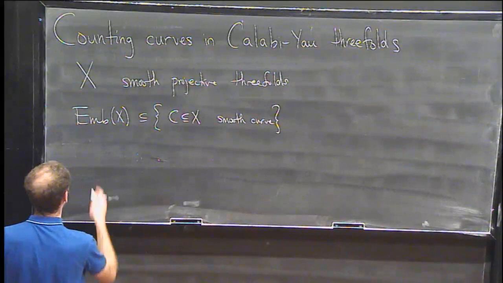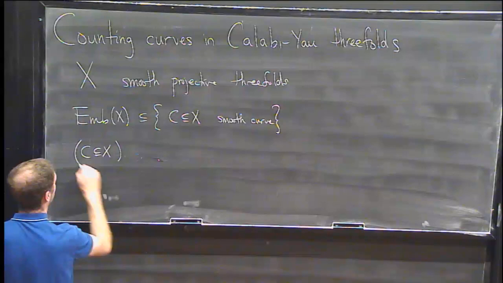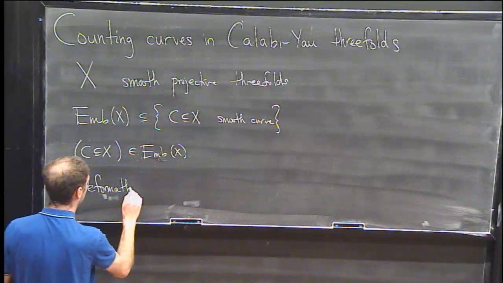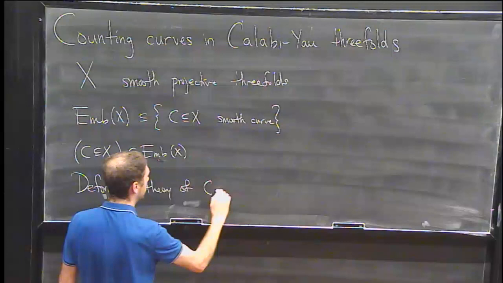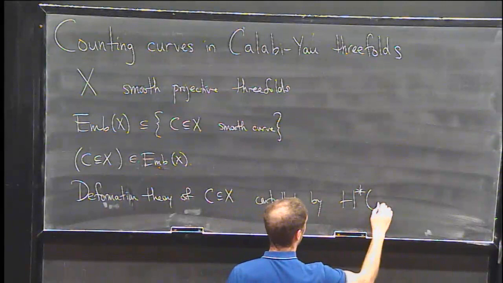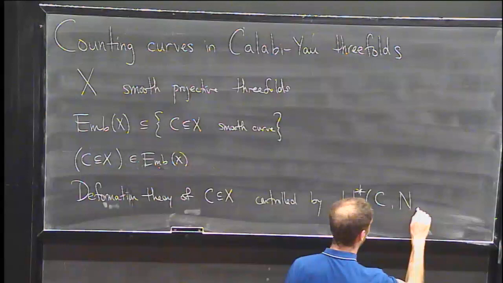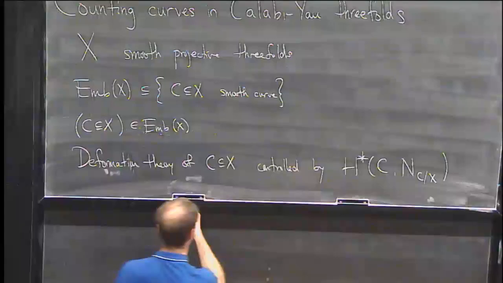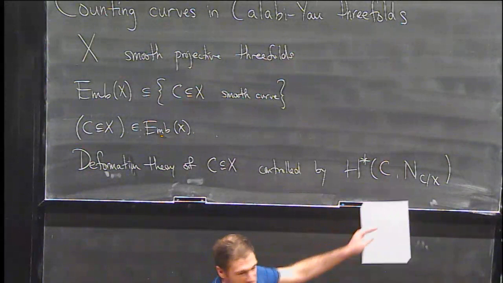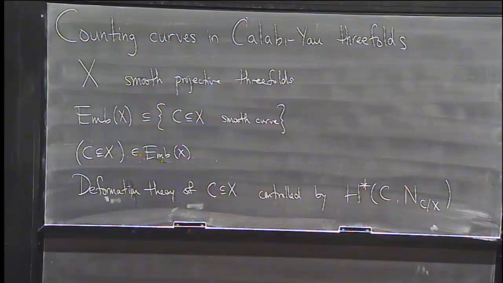So if you have a given point in this space of embedded curves, the deformation theory of this given smooth curve is controlled by the cohomology of your curve with coefficients in the normal bundle. And it's not so hard to imagine how a holomorphic section of the normal bundle gives you a first order deformation of an embedded curve. And H1 is called the obstruction space.